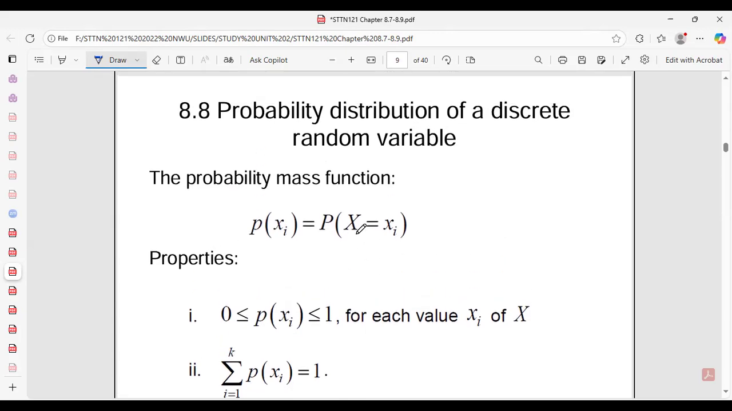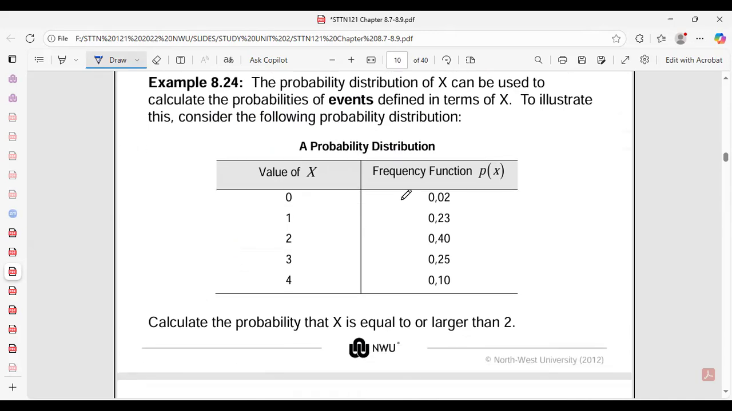These properties are very important. The probability distribution, or probability mass function, is between 0 and 1. When you sum all of them, they must give you 1. Don't forget these properties: the probability function is between 0 and 1, and when you add all of them, they must give you 1. This is how you do it.